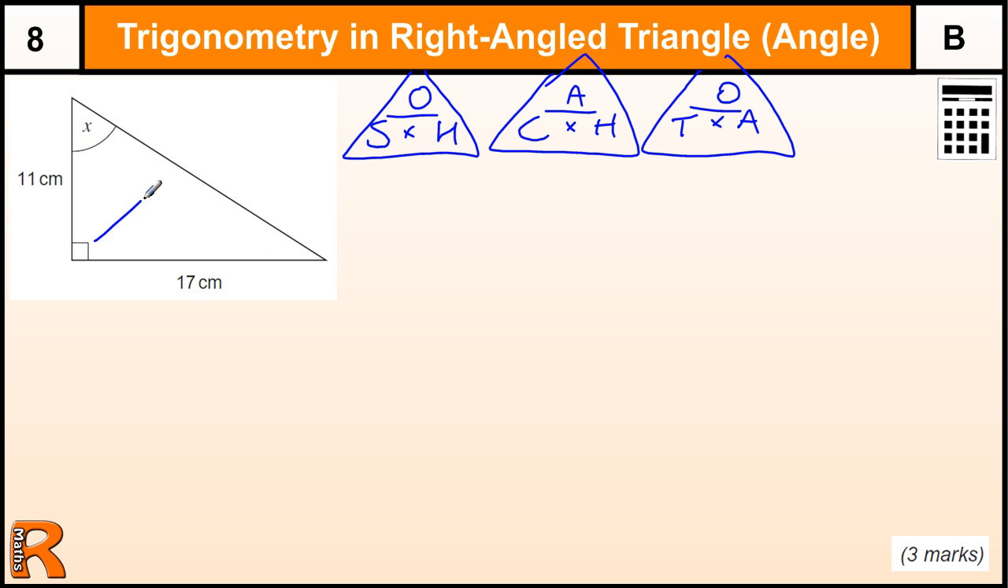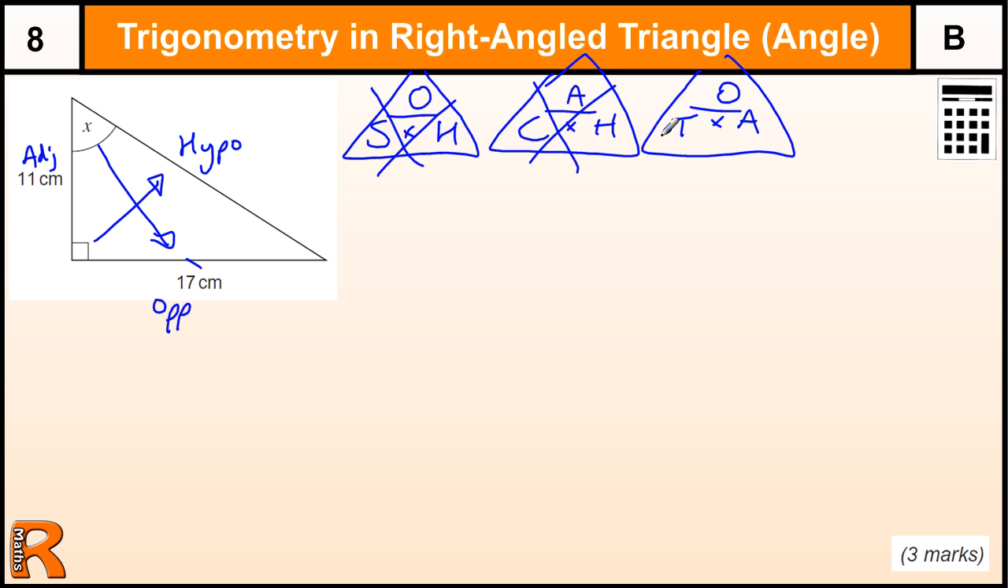So now we must label our sides. So we've got the hypotenuse, which is opposite the right angle. We've got the opposite side to the angle that we're using, and we've got the adjacent side, which is the one next to the angle, which is not the hypotenuse. Now we're using the opposite and the adjacent and the angle. So the opposite and the adjacent, we're not using the hypotenuse, so we're not going to use this formula or this formula. We need to use the tan formula, and we're trying to find the angle.